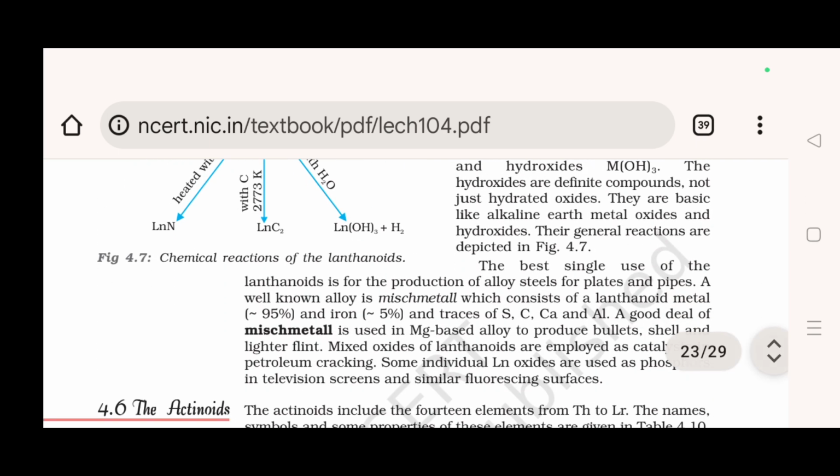Lanthanoids are used for the production of alloy steels for plates and pieces. A well-known alloy is mischmetal, which consists of a lanthanoid metal 95% and iron 5%, with traces of sulfur, carbon, calcium and aluminium. A good deal of mischmetal is used in Mg-based alloy to produce bullets.